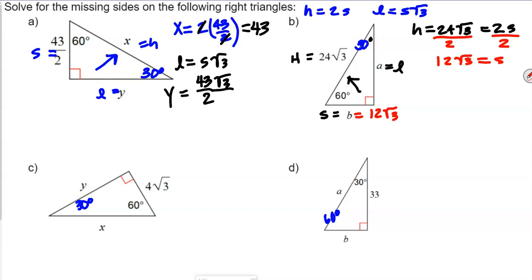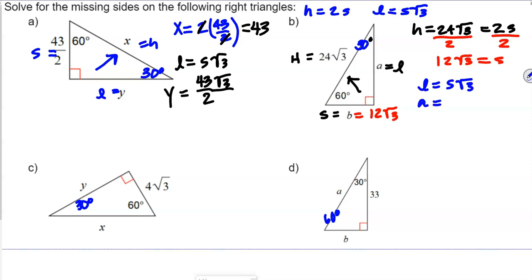Now our long leg, remember again, we're going to put that in the formula. Long leg is equal to the short leg times the square root of 3. So that's A, right? So A is going to be equal to 12 square root of 3 times the square root of 3. So this is going to be equal to 12 times the square root of 9. So 12 times 3. So A is going to be equal to 36 because 12 times 3 is 36.